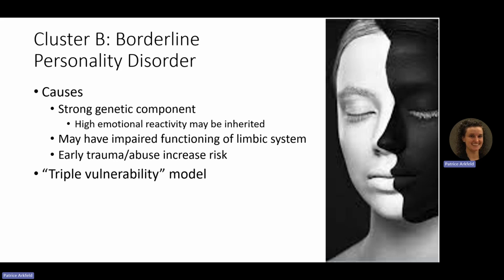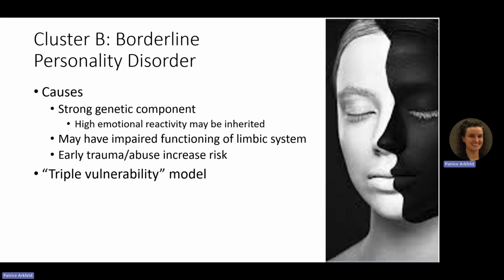We're likely to see other members of that family also have it. We think some of that might be the actual genetic component, but there also might be a heritability of what we call high emotional reactivity, which is this idea that someone is extremely reactive to emotional experiences. So these are the people who have very big emotions, very big highs, very big lows. And that tendency to have very big emotions can be inherited, can be passed on genetically, which may be putting someone at risk for a borderline personality disorder diagnosis.